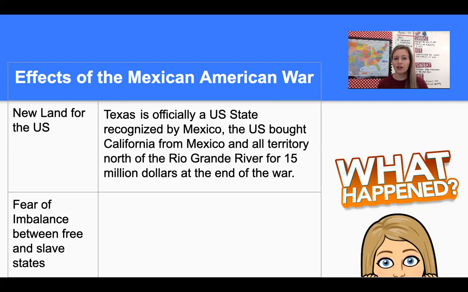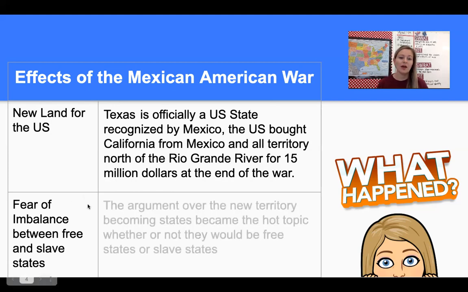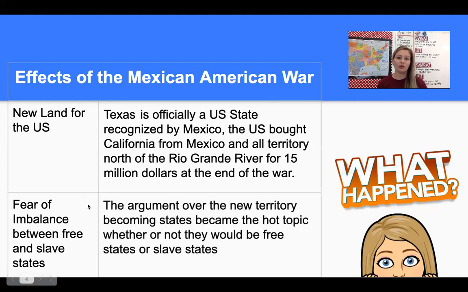So remember, slavery is still happening at this time. And this argument over this new territory is going to add to those tensions between the northern states and the southern states, because obviously the people in the southern states are going to say these need to be slave territories. People in the northern states are going to say they need to be free territories. And that becomes a hot topic when you're admitting new territory and new states into the union.